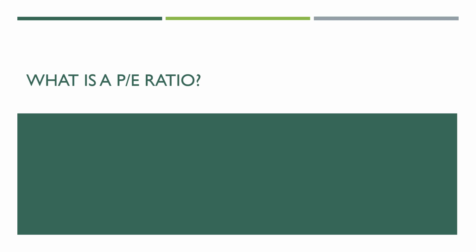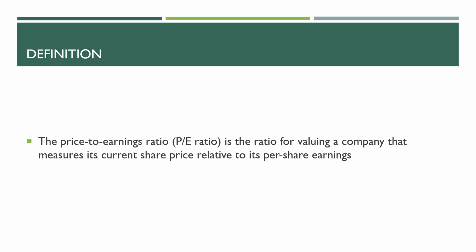So PE ratio, or a price to earnings ratio, is the ratio for valuing a company that measures its current share price relative to its per share earnings, or EPS. So basically this will be the price of a stock currently divided by the earnings per share annualized, and that way you can see that value.